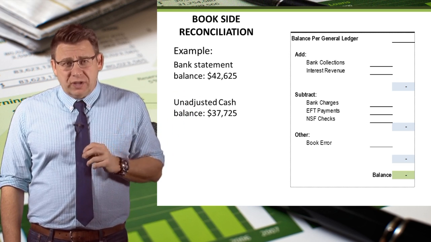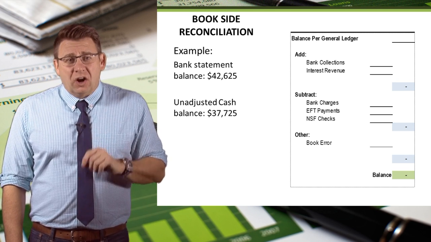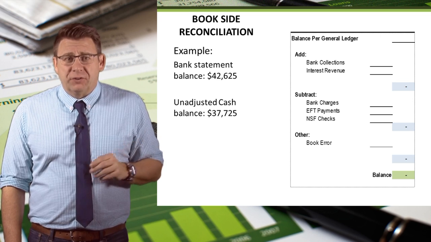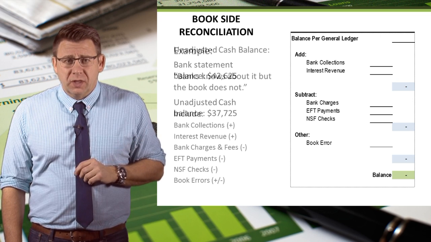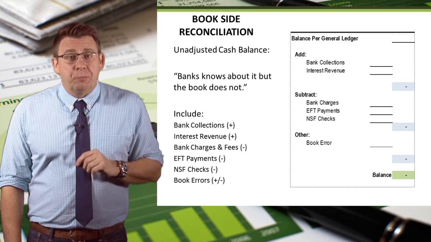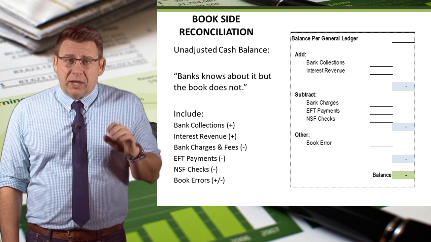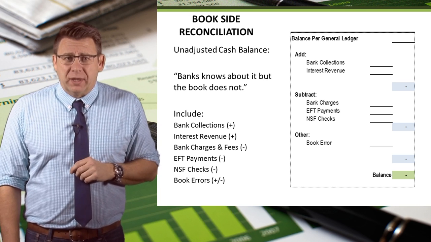No, actually you can't. And in fact, it's a trick question, because it's likely our actual cash balance is something different than either of those numbers. The focus of this video will be how to reconcile the book balance. The book balance is our cash ledger balance, which comes from our unadjusted trial balance.